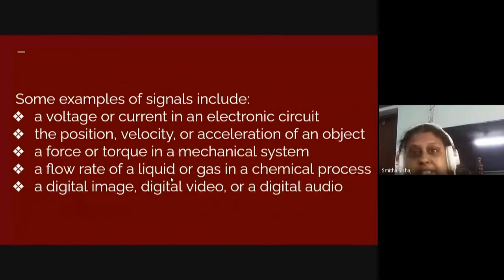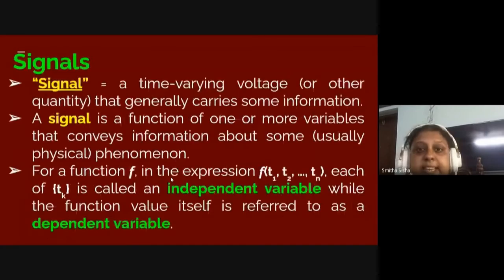Some examples of signals may include a voltage or current in an electronic circuit, the position, velocity, or acceleration of an object, a force or torque in a mechanical system, a flow rate of a liquid or a gas in a chemical process, a digital image, digital video, or digital audio. So, in brief, a signal is a function of one or more variables that conveys information about some phenomenon. Signals may be classified as continuous time signals or discrete time signals.